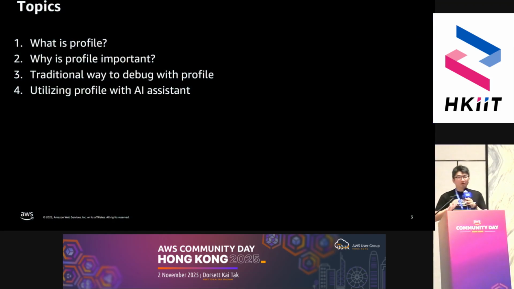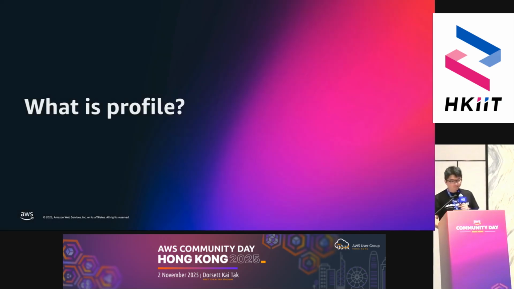So today's talk is about profile. It's okay if you don't know anything about profile, because I'm going to explain what profile is. What you need to know is that profile is one of the types of telemetry you can get from the system. I'm going to introduce how you can use profile to investigate performance issues in your program, and then explain how you can use the profile data more effectively along with AI assistants.